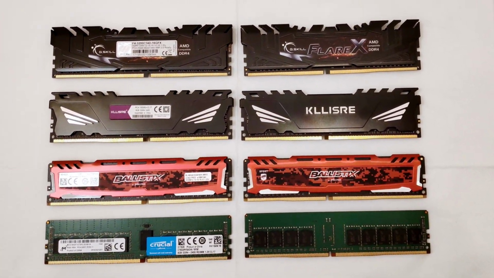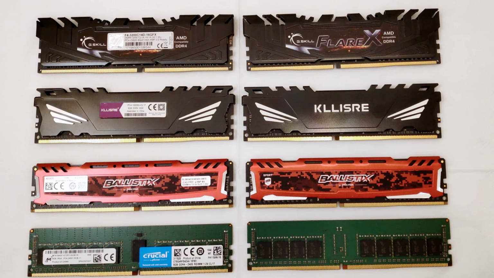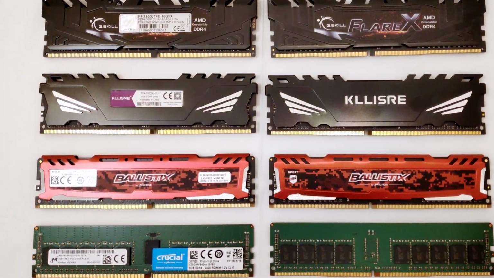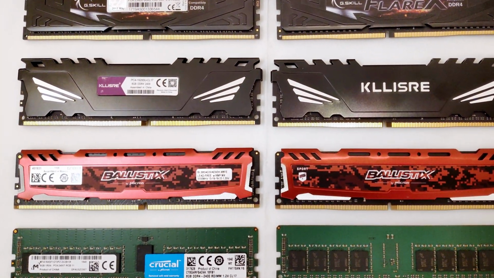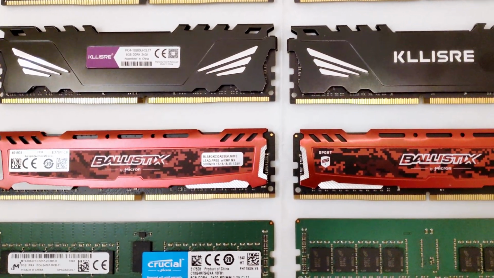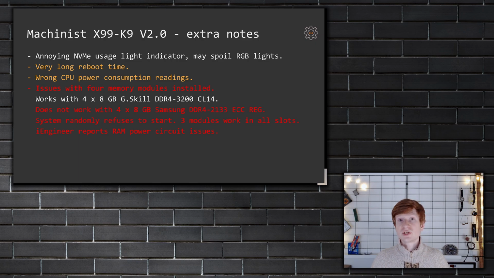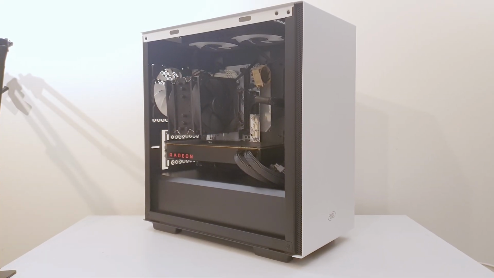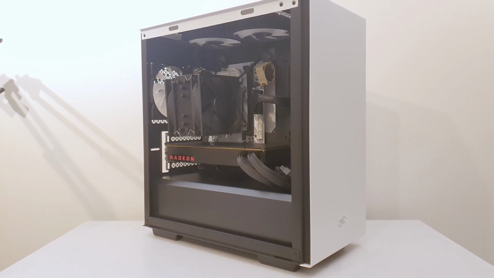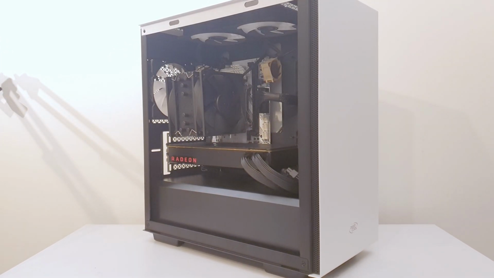After this discovery, I turned to a BIOS engineer for some help, and he told me that Machinist X99Z version 102 and Machinist X99K9 have some sort of a defect in the power system for the memory. To check this theory, I retested with my G-Skill DDR4-3200 memory modules, which are not ECC registered, and using these four modules, my motherboard Machinist X99K9 was starting every time.